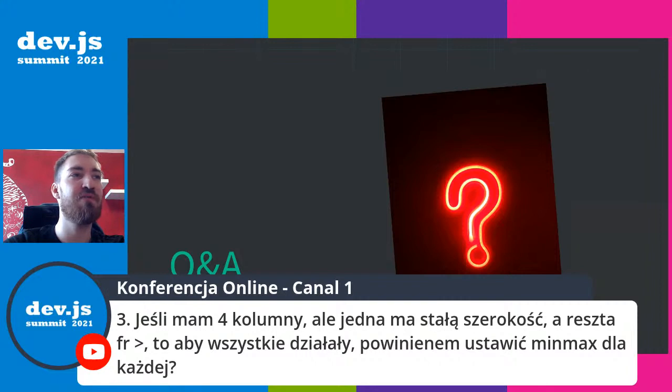So the question is if we have 4 columns and one of them has a fixed width, for example, in pixels, and the other ones are in fractional units or fractions, do we have to use minmax for them to work? And the answer is not really. We don't have to use minmax if we just want them to take the remaining space. We should use minmax if we want to define the range of space that they have available.